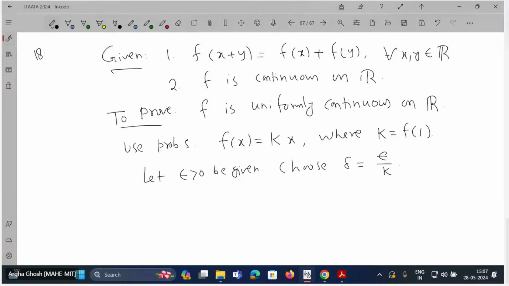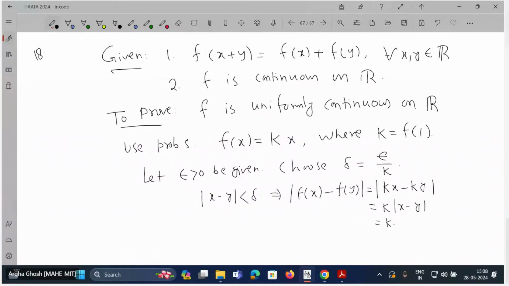Okay. Choose delta equals to epsilon by k. Then if x minus y is less than delta, this will imply that f of x minus f of y, which is kx minus ky, is k into x minus y. So k into something less than epsilon by k, because x minus y is less than delta. So we will have epsilon. So that's how we prove that.